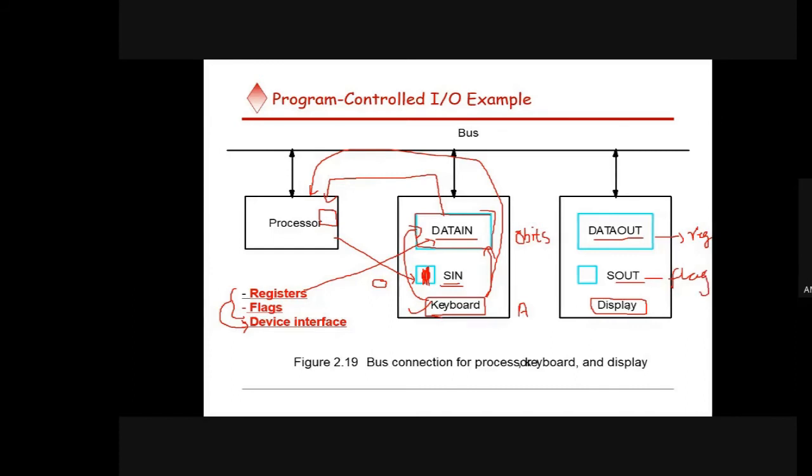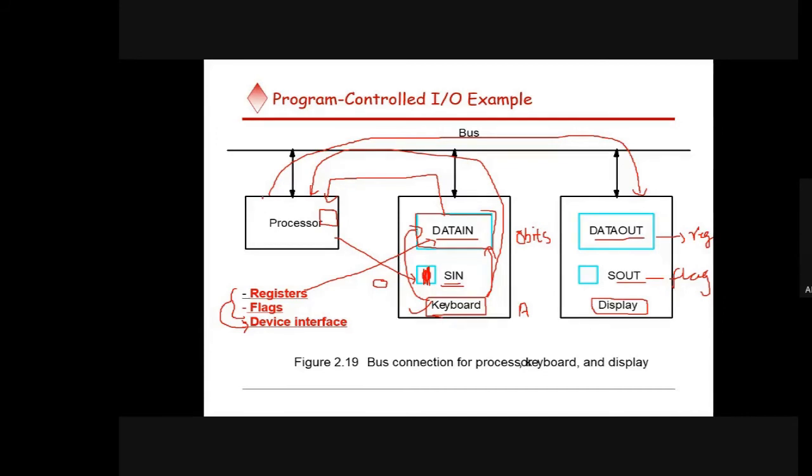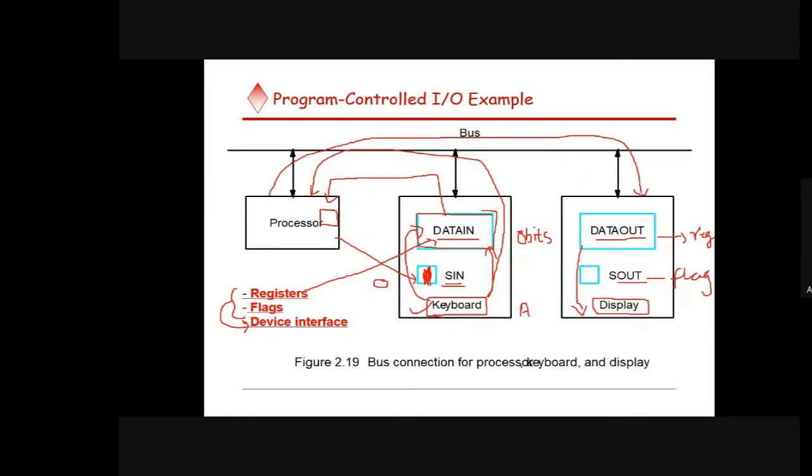Similar to your input device, you will also have an output device. When transferring the data from the processor to the output device, the processing speed of the output device will be slow. So the processor will send all the data into the data out register, and that is the only thing the processor will do. Then the transfer from the data out register to your display device will happen internally inside the display device.